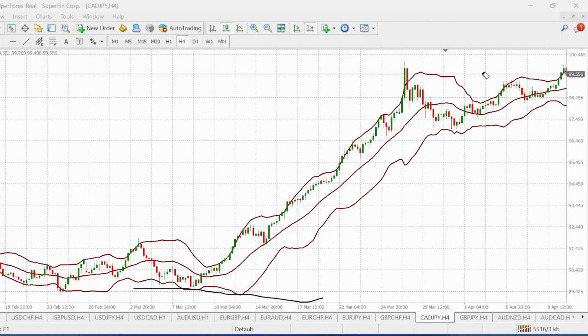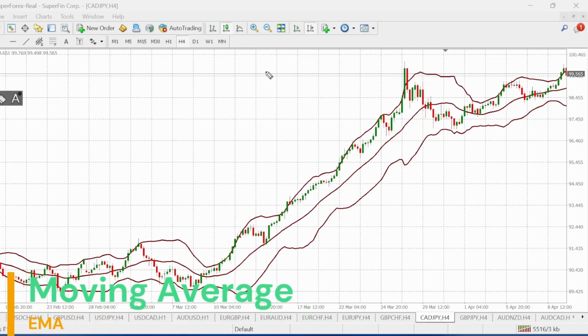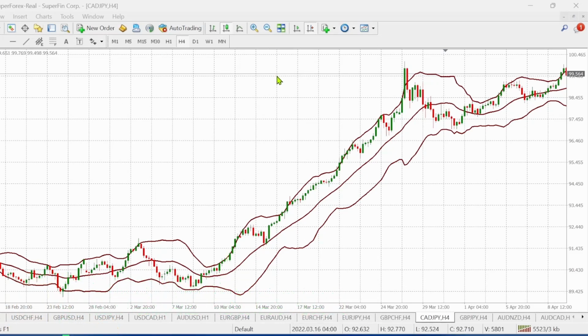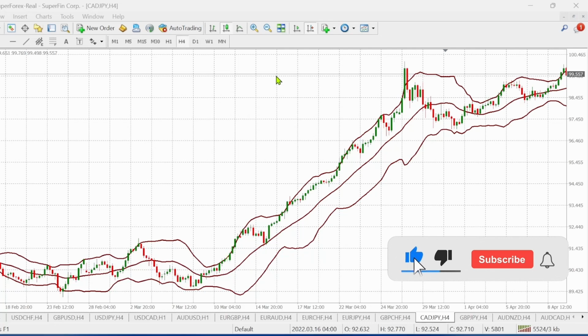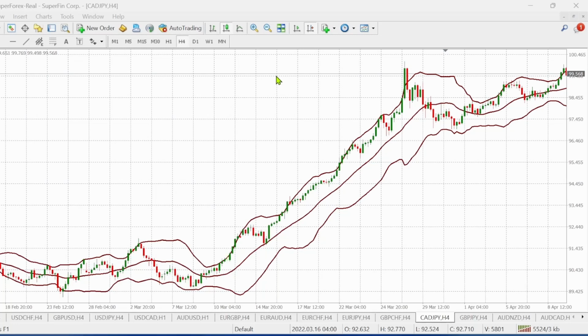Now the next indicator that we shall be using is called the moving average. This indicator will help us identify the entry and the exit points. We shall be using the EMA 50 and the 100 EMA. Let's add this indicator.